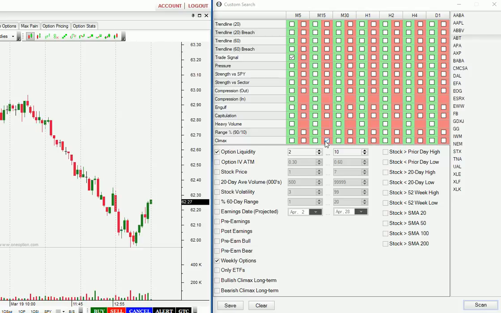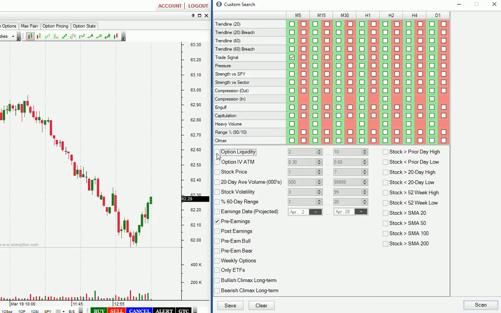Now I'm not going to go through option liquidity, ATM. I'll take a look at pre-earnings search, just to show you how that works. And I think that I did this in the prior video. I think we're out of earnings season right now. I'll take off option liquidity. I thought there might have been one company or so. Actually, I need to clear all because I did have one thing marked right there. So I'm going to clear all.